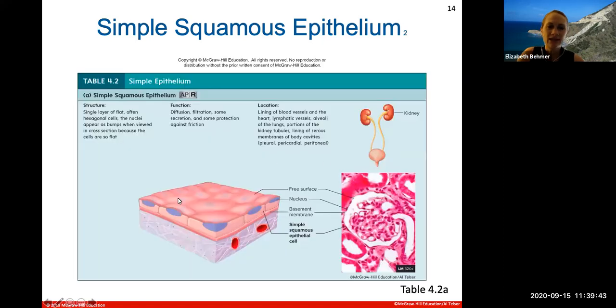So here's a look at simple squamous, 1 layer of flat-like cells. And this is located in what we call the glomerulus of your kidney, which is the big filtering area where things will filter out of your blood.